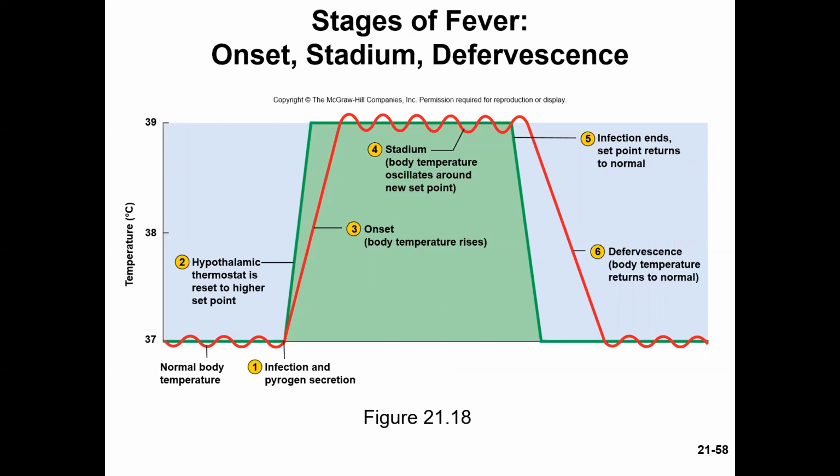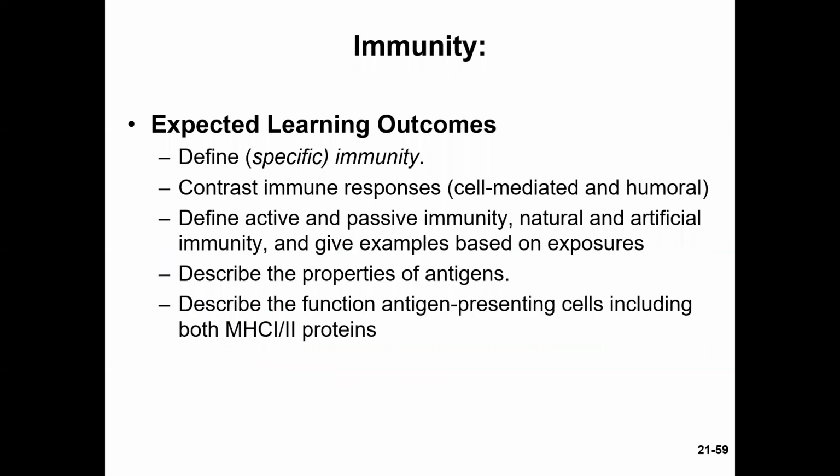Hypothalamic thermostat is reset to a higher point. The onset is when the body temperature rises. The stadium is where the body temperature oscillates around the new set point, trying to do what it does with the fever. The infection ends and the set point returns to normal. And then effervescence is when the body temperature does return to normal.